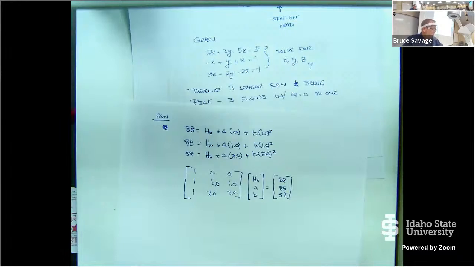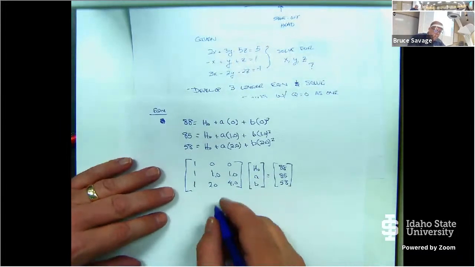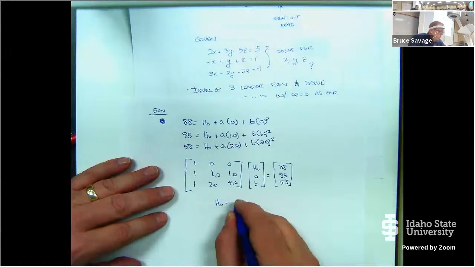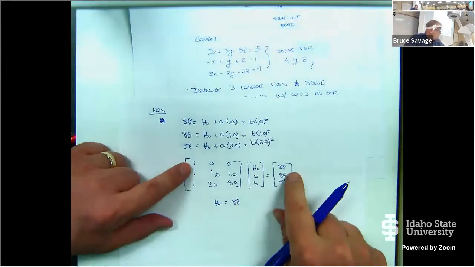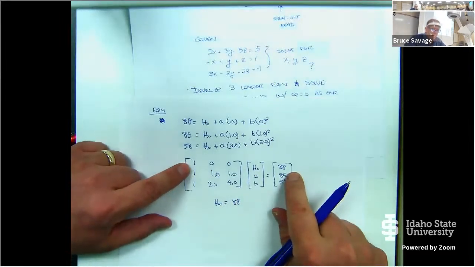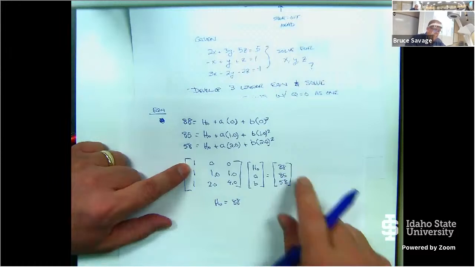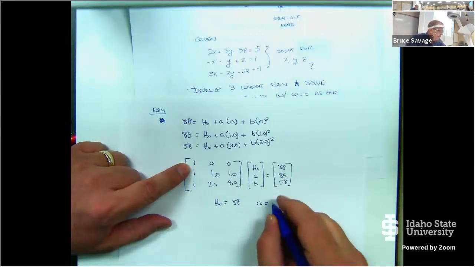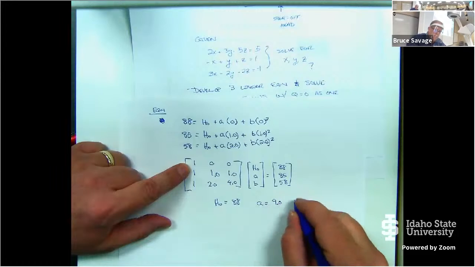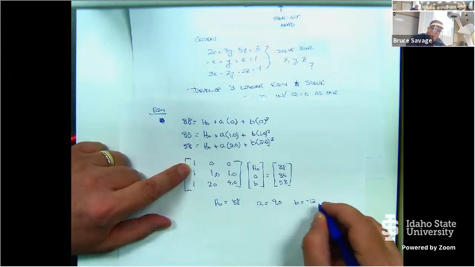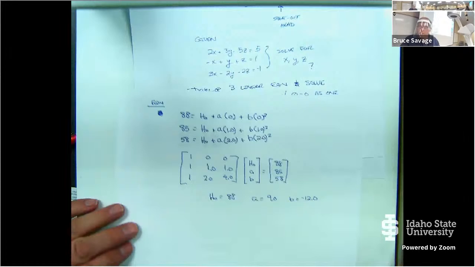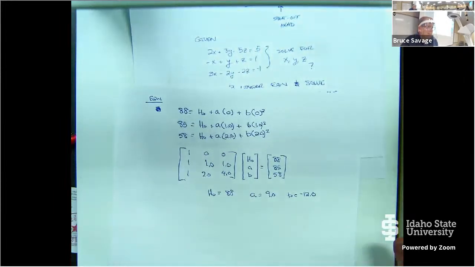If I do my math correctly, then I'm going to get that h sub naught is equal to 88, which you should be able to tell from the first equation. If you don't get that, you know something's wrong. A is equal to 9, and B is equal to a negative 12. And once again, the numbers don't always come out that nice and clean. And usually they are fraction or decimal numbers.